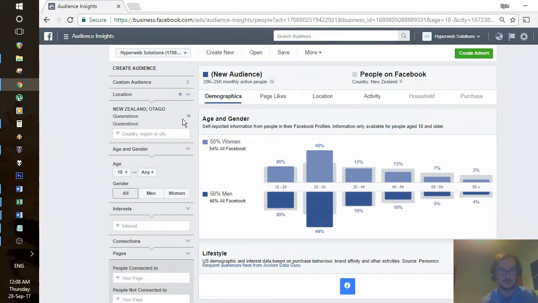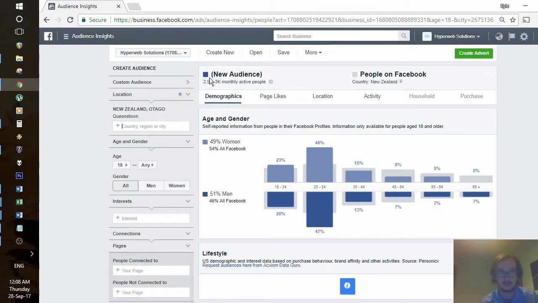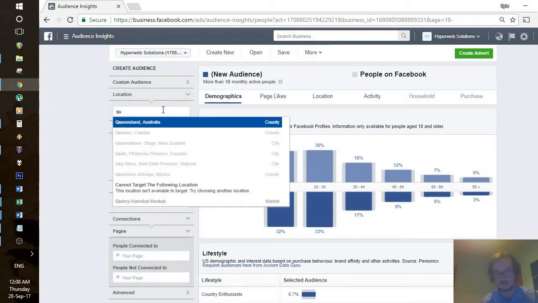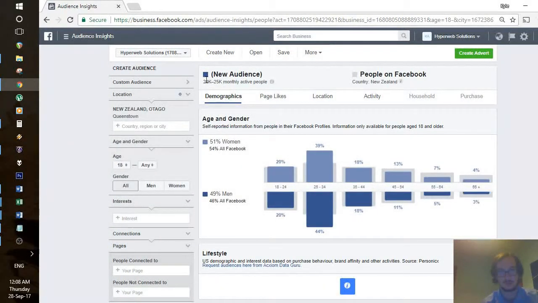Okay, it's just a double up for some reason, but one was 25 and one was only 2. That's right. Sometimes you get weird variations like that here, but you just got to make sure you pick the right one. See, 20,000 to 25,000 monthly people in Queenstown that we can advertise to, which is quite cool.